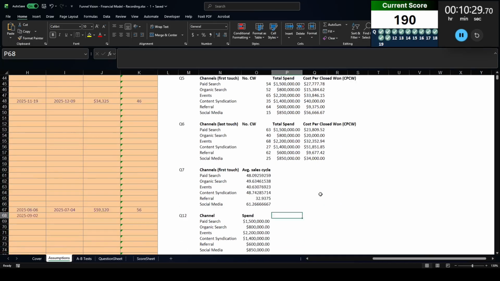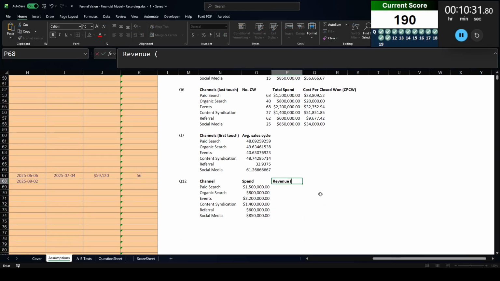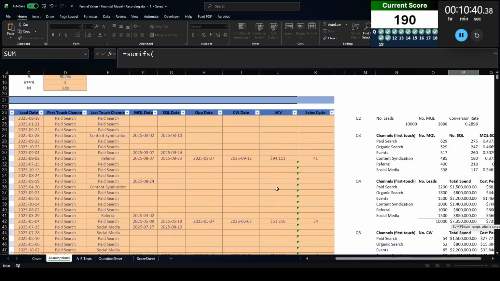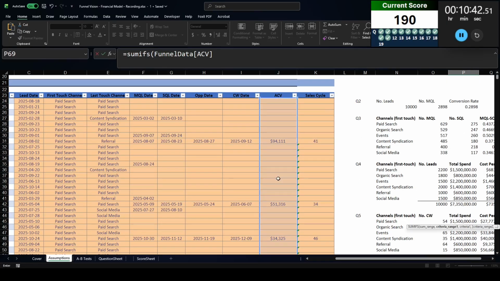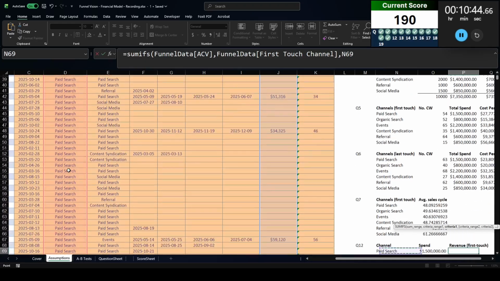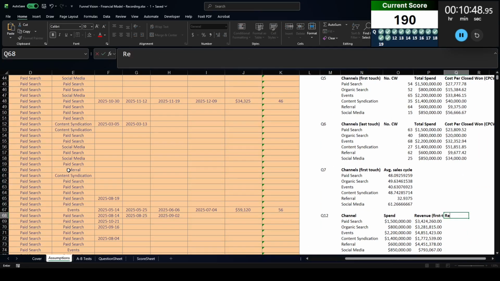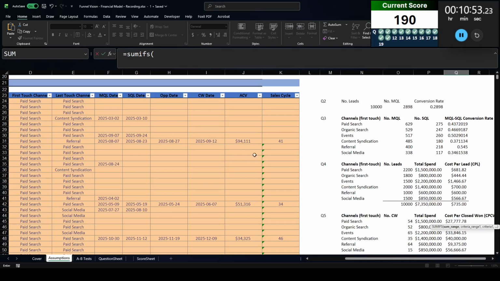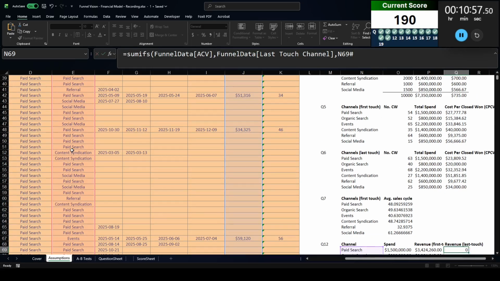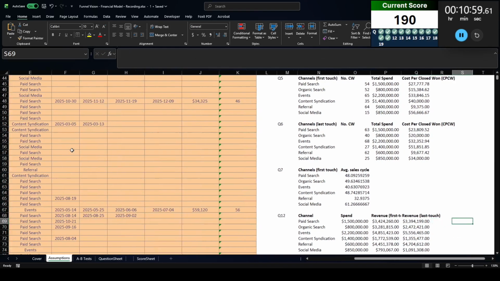Okay, so revenue, let's do first touch here. So we are going to sum ifs. The revenue is listed here under this ACV column. So sum the ACV where the first touch refers to these channels here. So that's the revenue. Revenue last touch. We'll once again sum the ACV column where the last touch channel refers to the channels listed there. So we see the difference here.